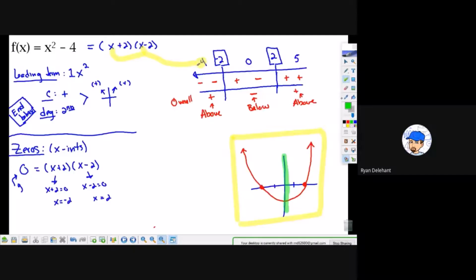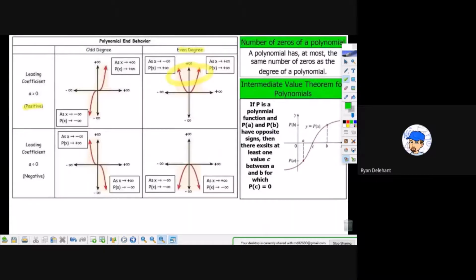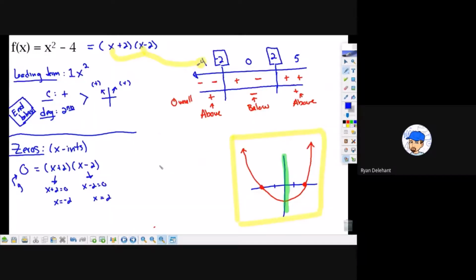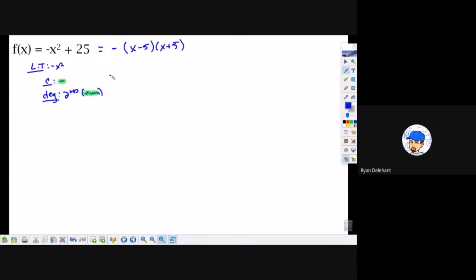So let's go back and see what that is. So we don't have positive this time, we have negative. We're also even, so that means that these things should point down this time. And that's what the table tells us. It gives us two of our zones, so we know where we're going to start with our sign tables. So these two bits of information together tell me that the ends of the graph should point downward.